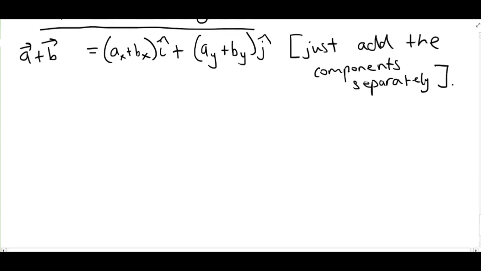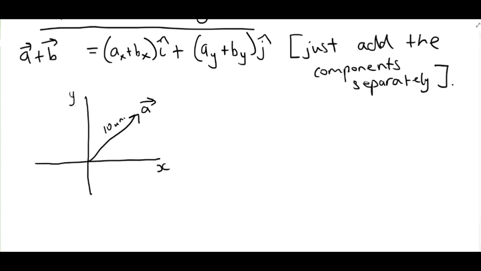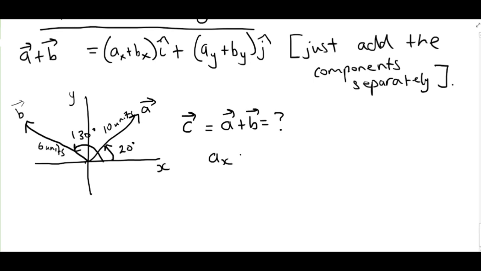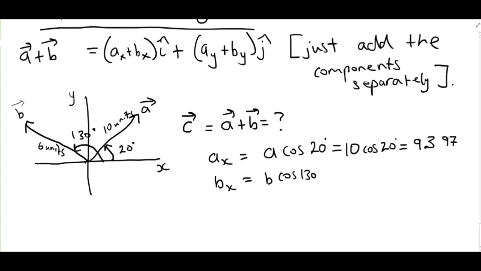Say, for example, we have two vectors, A and B. Vector A has a length of 10 units and an angle of 20 degrees. Vector B has a length of 6 units and an angle of 130 degrees. Now, if we break up vector A into its x component, Ax is equal to A cos 20 degrees, which is 10 cos 20 degrees, giving us 9.397. The x component of vector B is equal to B cos 130 degrees, which is 6 cos 130, giving us negative 3.857.